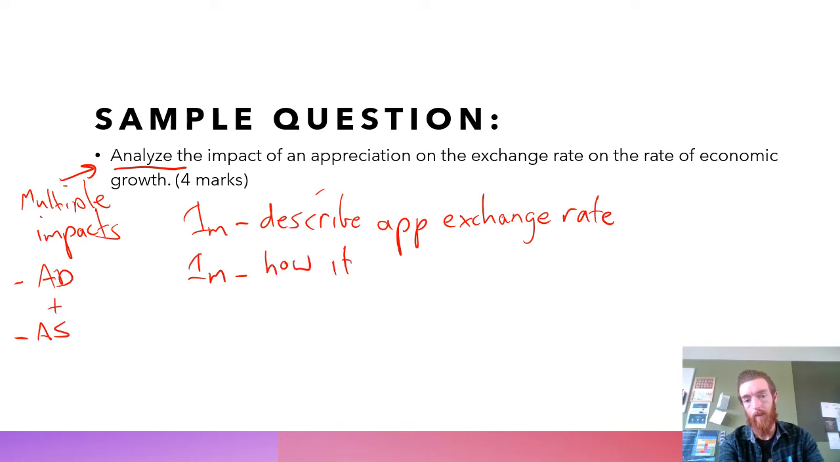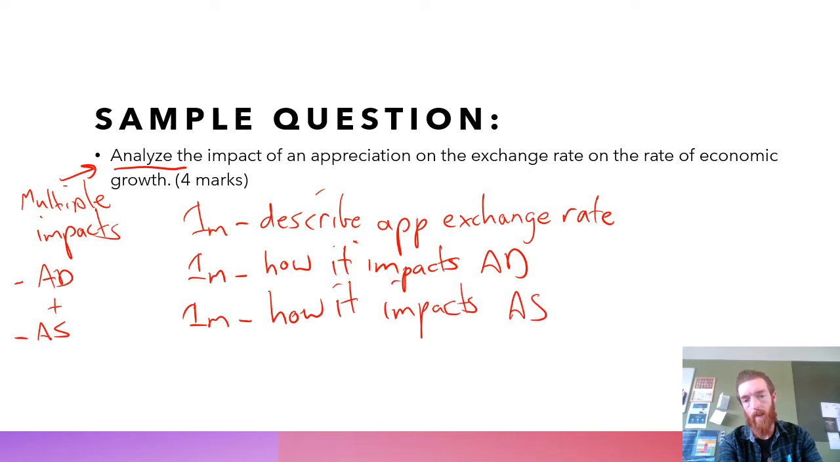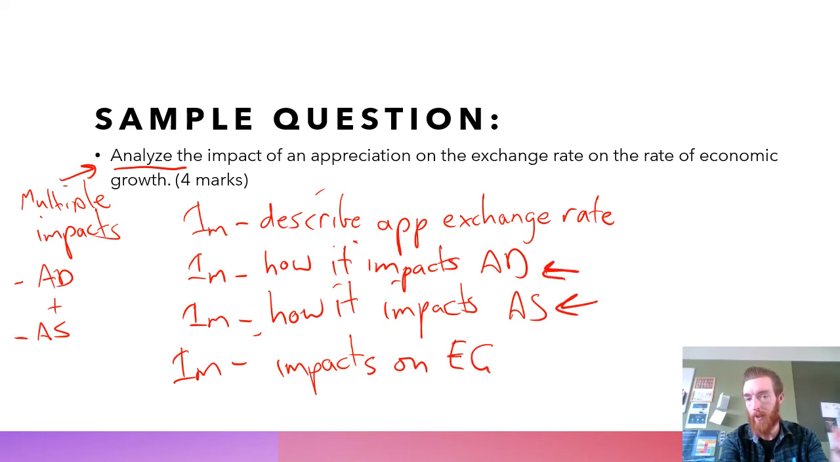So once again, looking at your components, how it impacts aggregate demand overall. Then 1 mark for how it impacts aggregate supply. And 1 mark for impacts on economic growth. It's going to be a different impact for each of them. And then after that, you'll probably talk about the overall impact. That's going to make up that last mark.